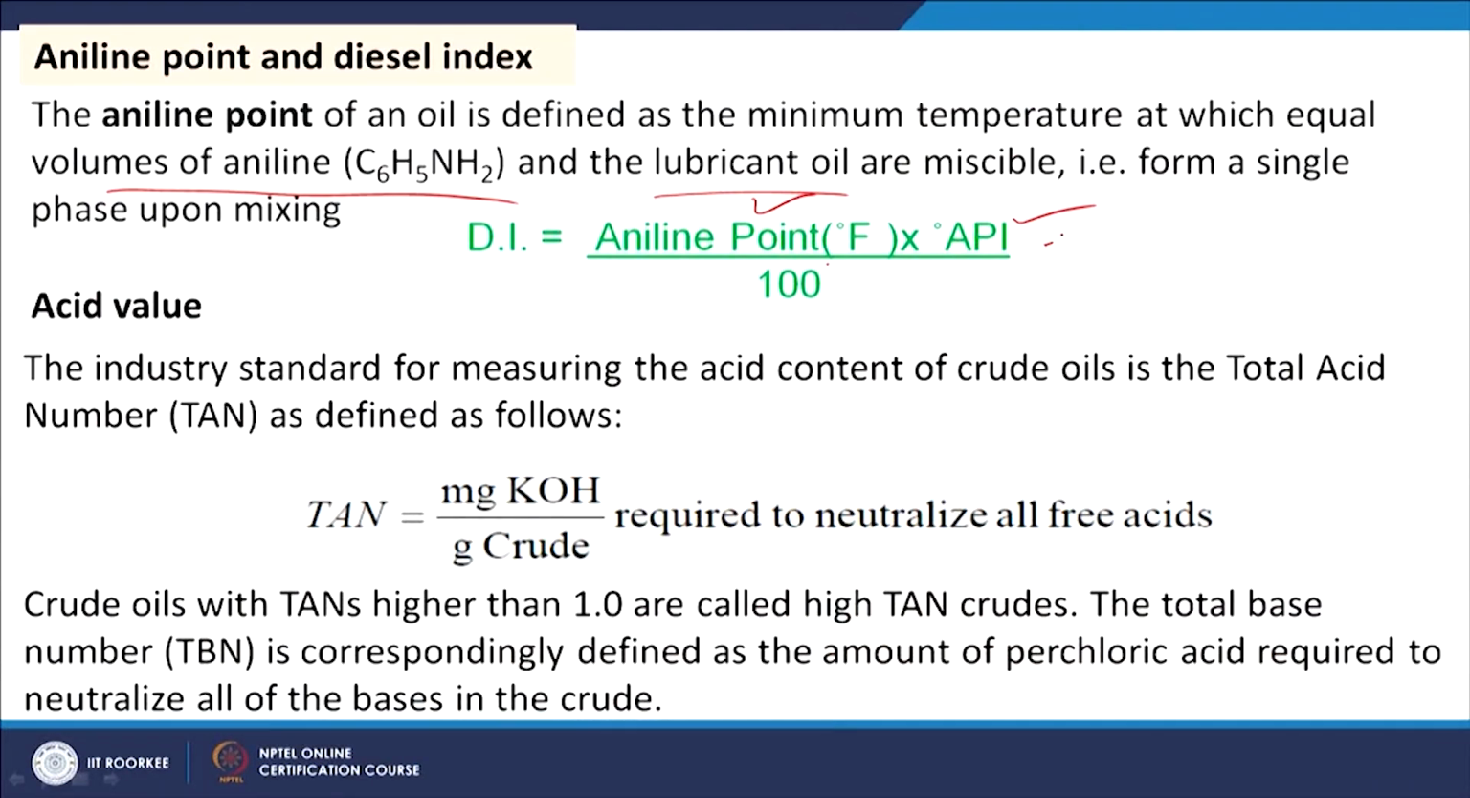So, if we get that temperature, we will put it here. If we have the degree API of the fuel, then we will multiply it by it and divide by 100, we will get the diesel index. So, next is acid value.